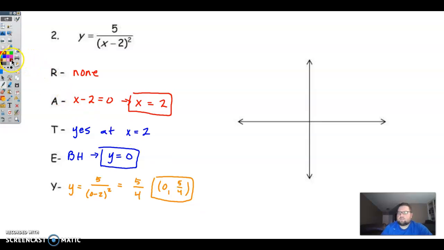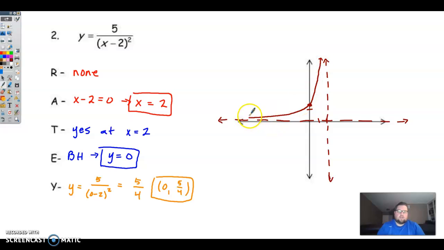All right, so let's put this stuff on a graph over here. So we've got x equals 2 as our vertical asymptote. y equals 0 as our horizontal asymptote. That's the x-axis. And then 0, 5/4, which is a little bit bigger than 1. So right there. All right, so one of my curves has to go in this top left quadrant because it has to go through our y-intercept. Okay, the other curve cannot go in the bottom right here because that would fail the vertical line test. So one of these two on the right side.